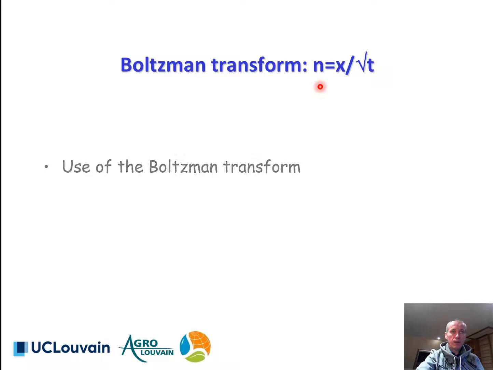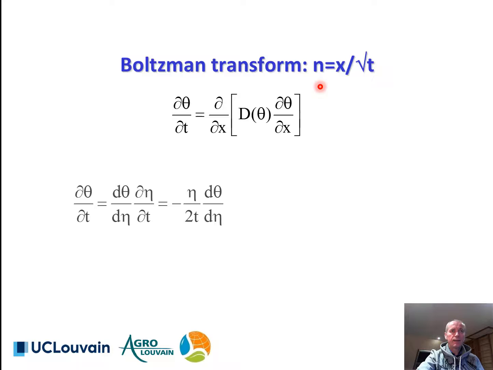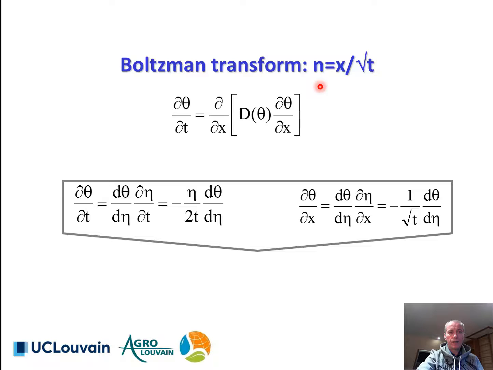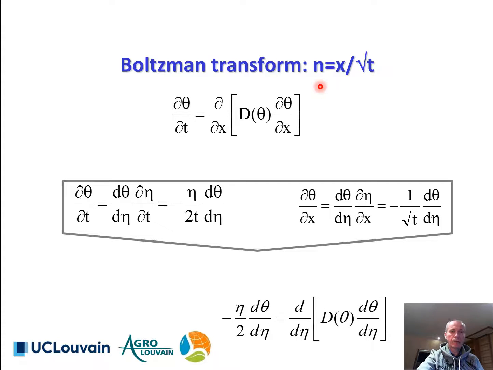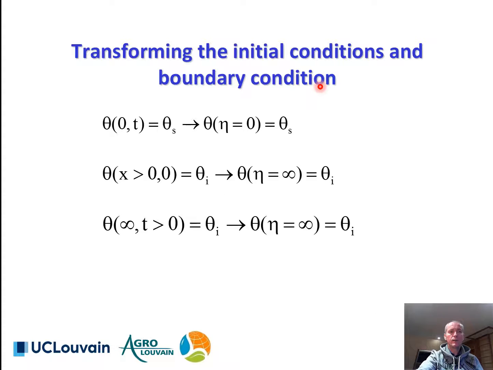We calculate the time derivative of eta using classical calculus and also the space derivative. And with these derivatives, we rewrite our transport equation. We can apply the previous formula to the left and right hand term of our transport equation, and this results in a new formulation of our transport equation, but now in terms of eta. So we combine the space and time in the new variable eta. Of course, we need also to transform our boundary and initial conditions in terms of eta. This gives us the following results.